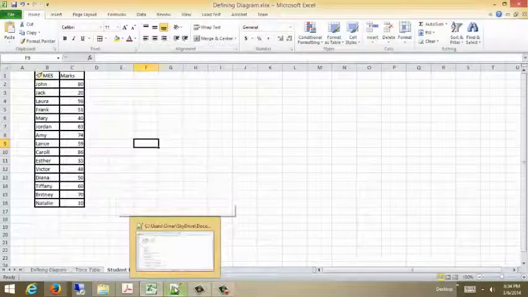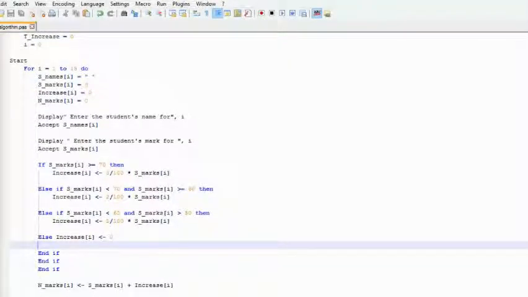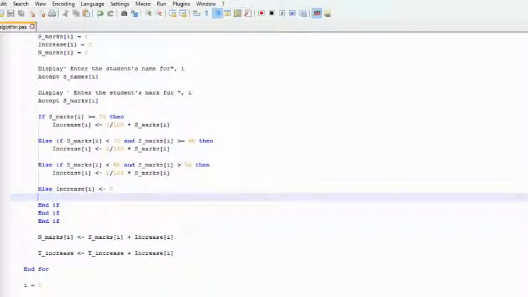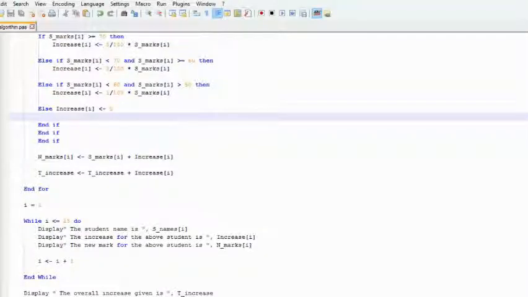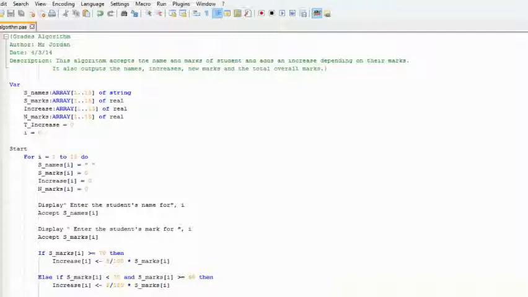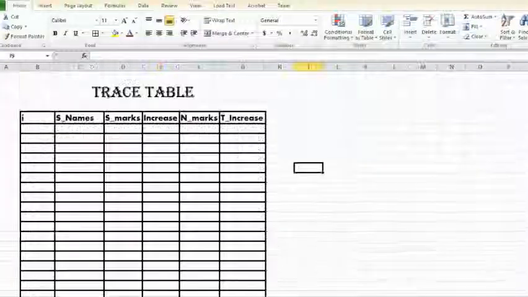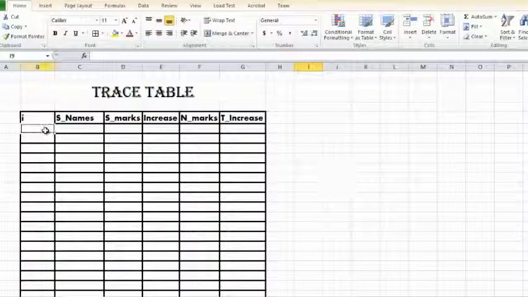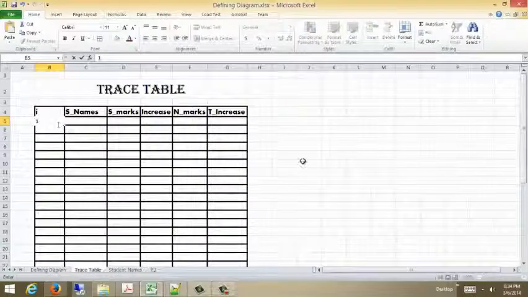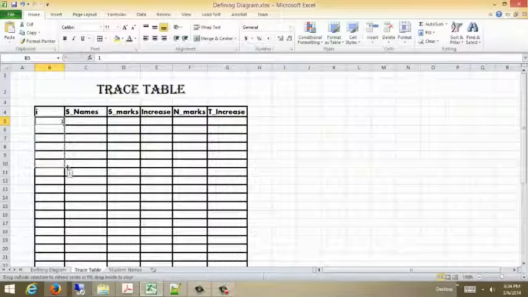Let us look first at what is going on in our algorithm. We have two loops: our for loop, where all our processing and inputs are, and our while loop, which is our outputs. These loops are each from 1 to 15, which means in our trace table we must have two loops. So let us go to our trace table, two loops from 1 to 15. Let us put this in now. I simply drag this down to get my 15.